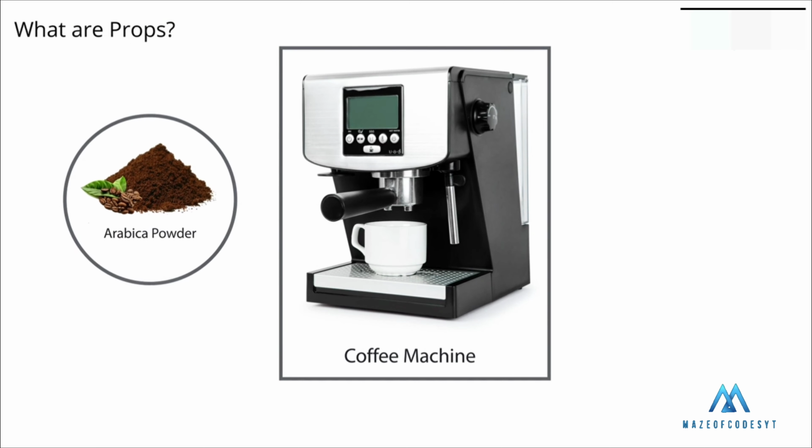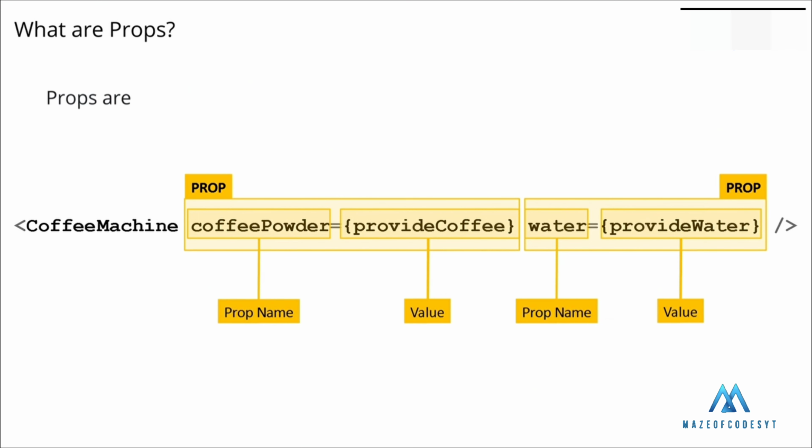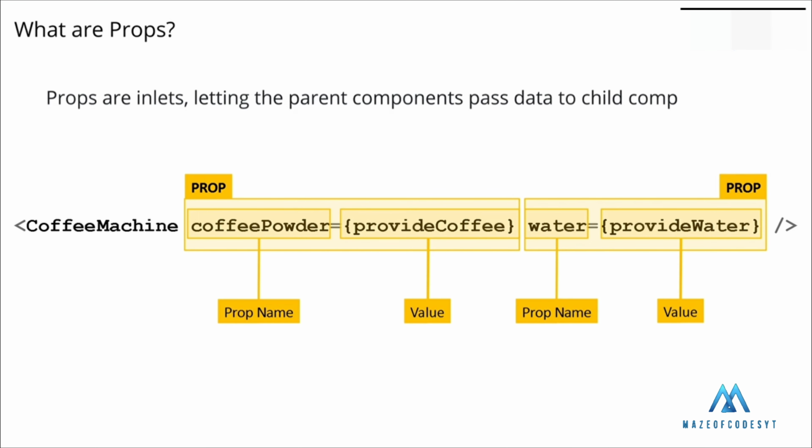Here's a coffee machine. It requires freshly ground Arabica coffee powder and water to brew a hot cup of coffee. Consequently, this machine has two inlets, one for the coffee powder and one for filling up water. Likewise, props are inlets to a component. They offer a simple way for parent components to pass data to child components.